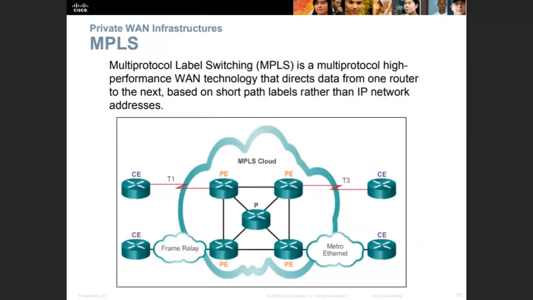So this is MPLS. It stands for Multiprotocol Label Switching. It is a multiprotocol, high-performance WAN technology that directs data from one router to the next. It is based on short path labels rather than IP network addresses. So it's giving labels to the packets. We are not checking the IP addresses. It is assigning labels, so it is fast switching according to the label given to each packet. That's why it's called MPLS.